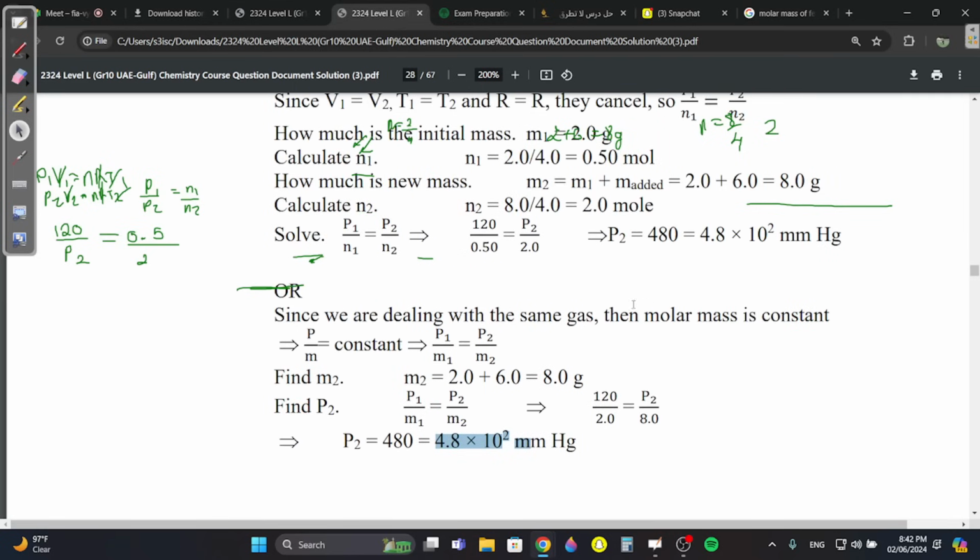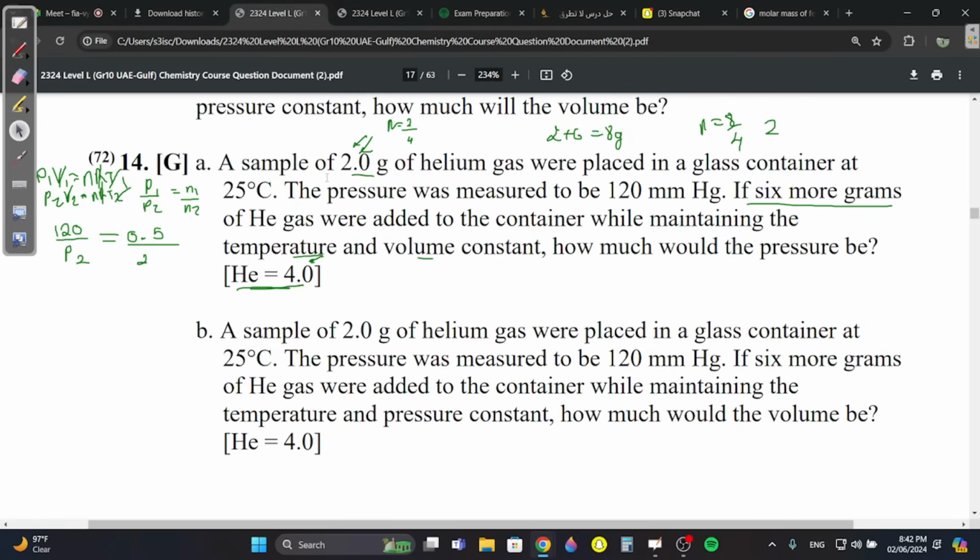4.8 times 10 to... okay, why? Okay, just 480. I think 4 significant figures, because they want 2 significant figures. Please again pay attention to significant figures. I'm not sure whether the significant figures of the molar mass given to you count. Anyways, please pay attention to significant figures.